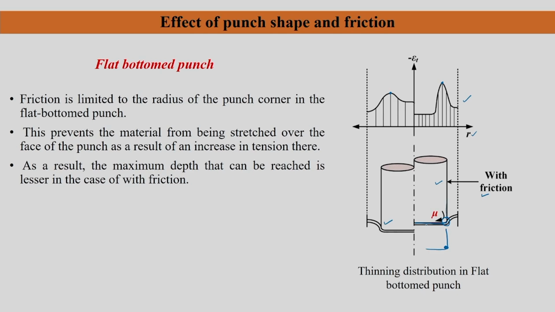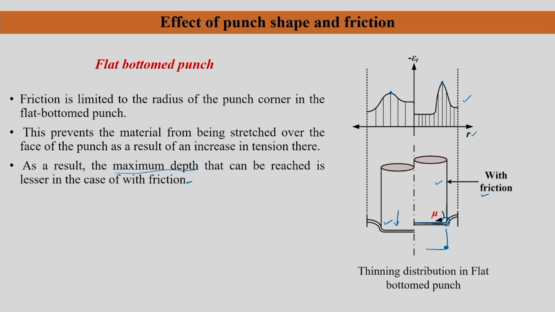in the stretching operation. And since friction is going to play a role only in the corner region, in the with friction case, that means the less lubricated case, thinning is going to dominate in this location as compared to the other case. So, at the same stage, thinning is going to dominate. Obviously, in the without friction case you can go for a larger draw, larger stretching, as compared to the with friction case. As a result, the maximum depth or forming height that can be reached is lesser in the case of with friction.